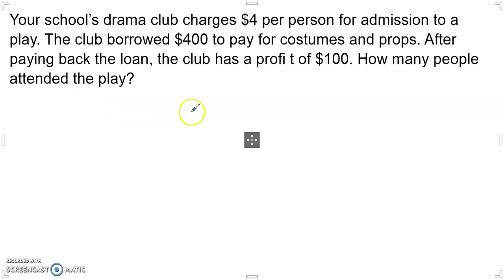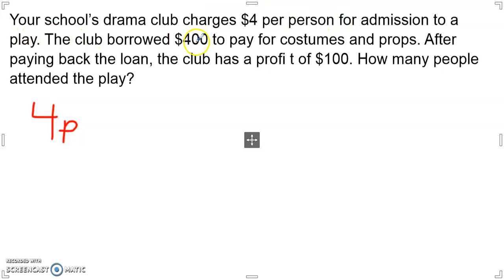Your school's drama club charges $4 per person. $4 per means times. So per person, we're going to put P for person. So we know that if one person comes to the play, it's going to be 1 times 4. It's going to be $4. If 2 people come to the play, then it's going to be 4 times 2, which is $8.